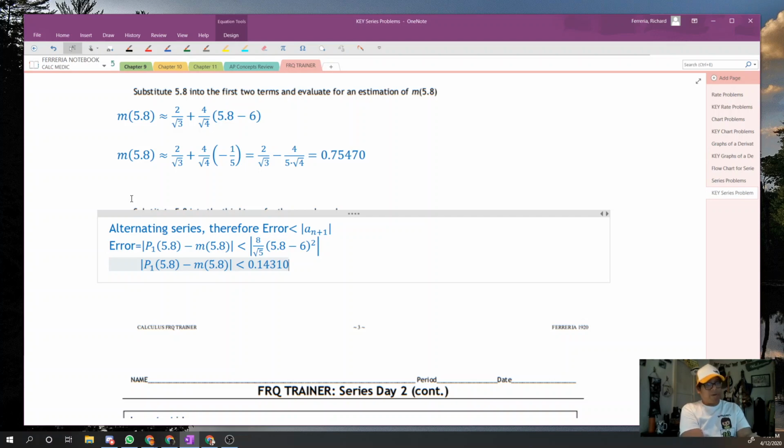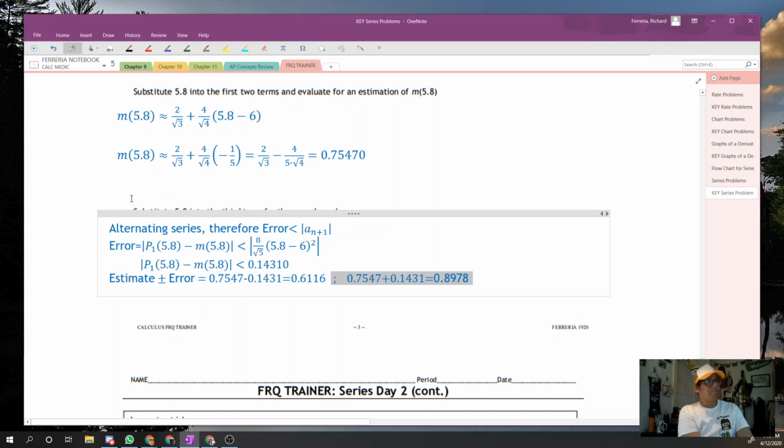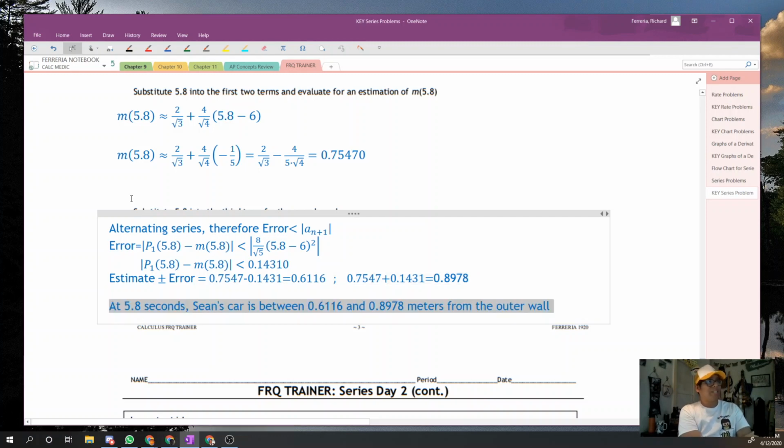Using that margin of error and our point estimate of 0.754, we can create an interval of possible values or plausible values for the distance from the wall. So we're saying the distance of the wall is the same thing as the estimate plus or minus the error. If I subtract, I get 0.6116. If I add, I get 0.8978. That means that the distance from the wall should be between 0.6116 and 0.8978 meters.